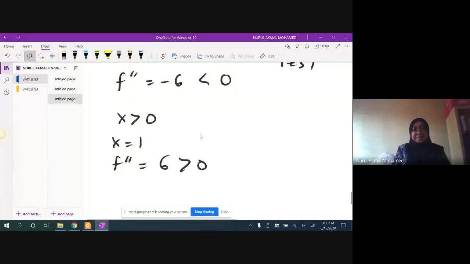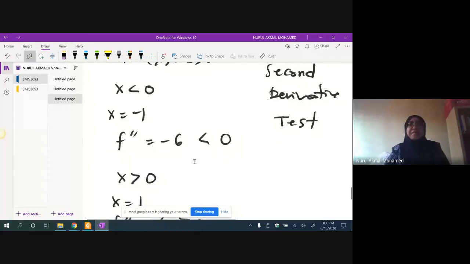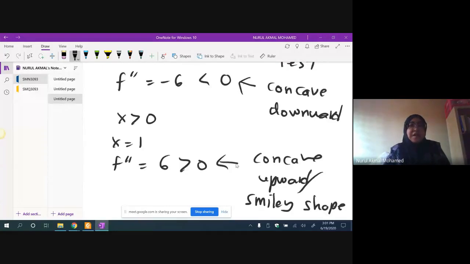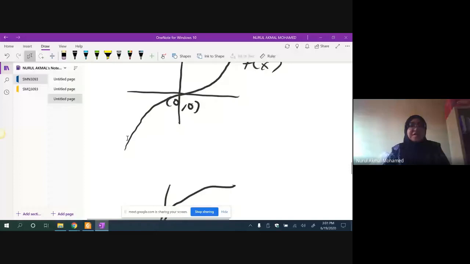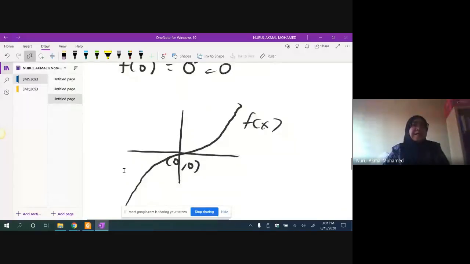It is positive. Okay? So it means that for the first interval, since it is negative, the graph will be concave downward. And for x greater than 0, it is positive, so this one will be concave upward. In other words, this one will have a smiley shape. So that's why you have concave downward first for the first interval, and then concave upward for the second interval. So it tallies with the first graph.